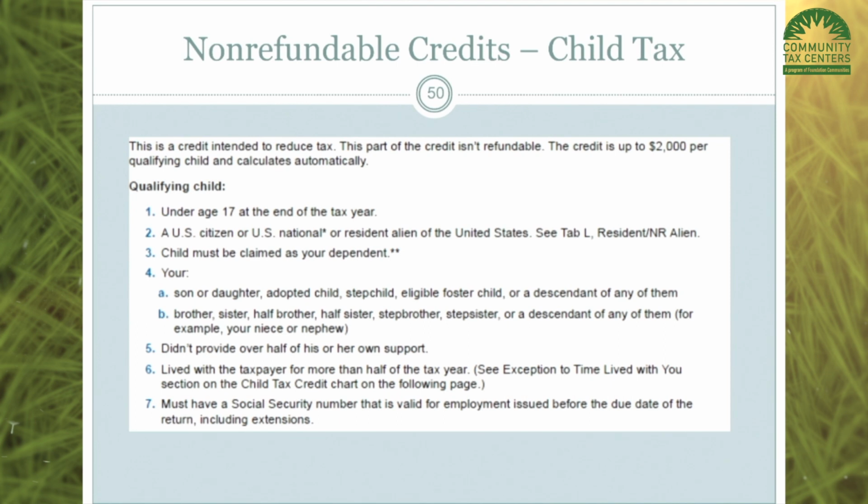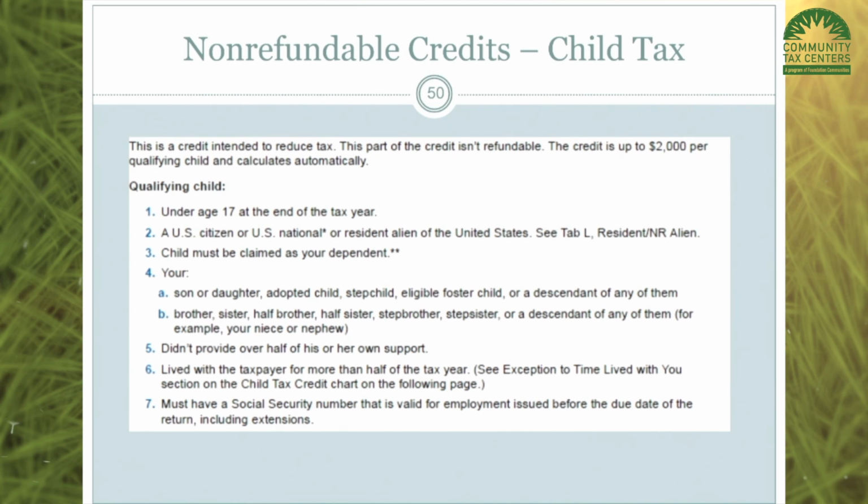So these are kind of like the qualifying child rules. They live with the taxpayer for more than half the year and must have a Social Security number that is valid for employment issued before the due date of the return. So this qualifying child must have a Social Security number to qualify. So not an ITIN. Any dependent listed that has an ITIN will not qualify for this child tax credit.